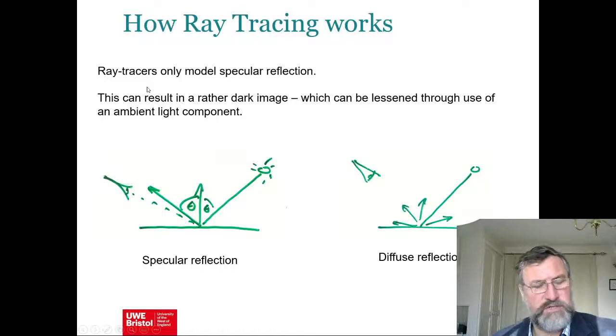But the thing is, because the ray tracer only uses and considers specular reflection, that can sometimes end up with a rather dark image. So one way that has been used in the past to overcome that is just to increase the brightness of the image, really, by a background sort of ambient light component. So that's something that's part of the simple Phong model, which we will talk about in a minute.